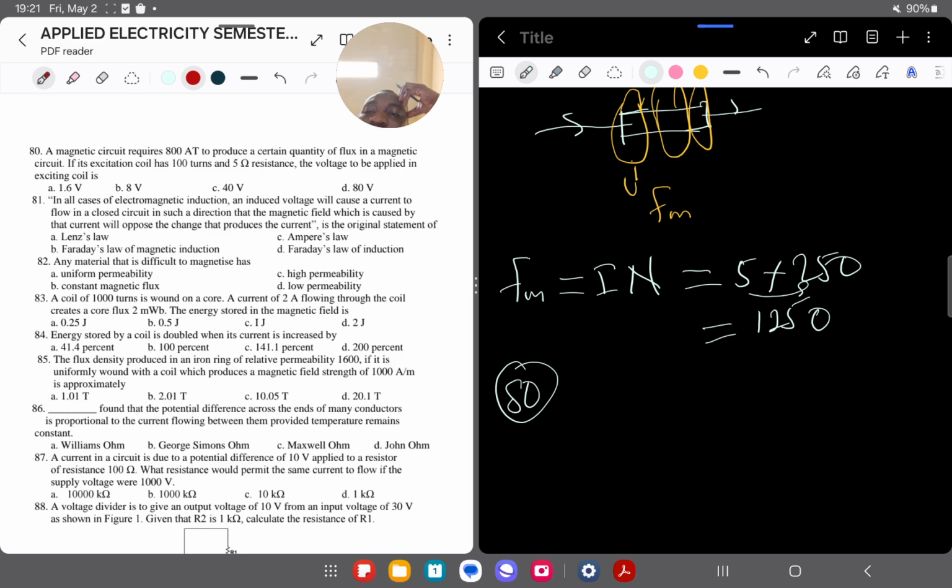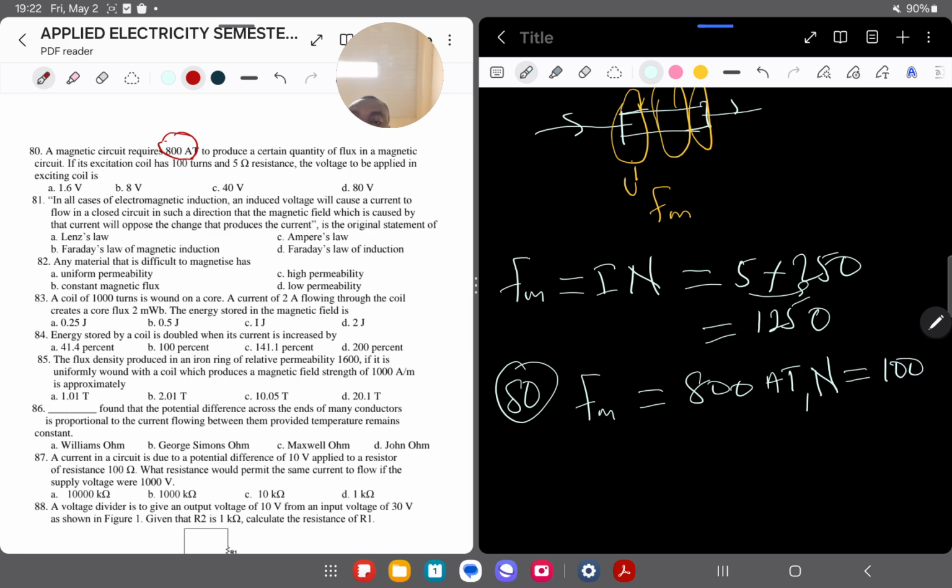So we have been told a magnetic circuit requires 800 amp-turns. Amp-turns is a unit of FM, meaning the magnetization force, or MMF. So FM here is giving us 800 amp-turns. This will produce a certain quantity of flux if its excitation coil has 100 turns, meaning N, the number of turns, is 100.